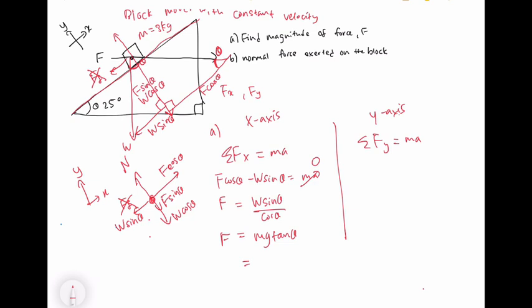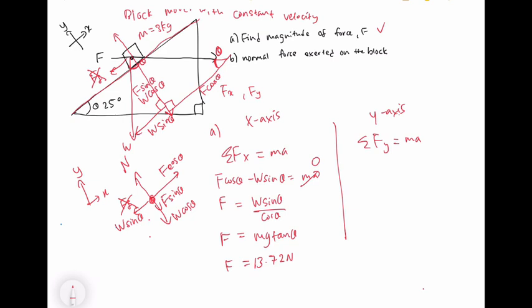Knowing that my block has a mass of 3 kilograms, let's put that into the calculator. Times tangent 25, I got 13.72 newtons. So we found the magnitude of the force, which is 13.72 newtons. Now, how do we find the normal force exerted on the block?